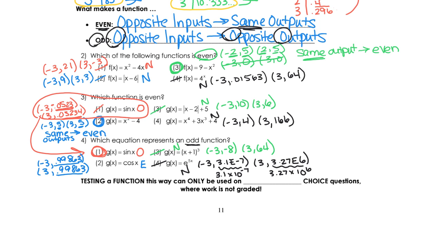Okay. All right, so down below it says testing a function. This way can only be used on multiple choice questions where work is not graded. If we had to prove, there's a whole way of proving, but for the sake of the year, we decided that that's a tough topic, and we're going to chop that out. It does not show up that often, and so I think we are going to be okay without it. You can still be able to tell whether a function is even, odd, or neither, and that is going to be sufficient. All right, I will see you guys on the back side of the notes for one more problem.